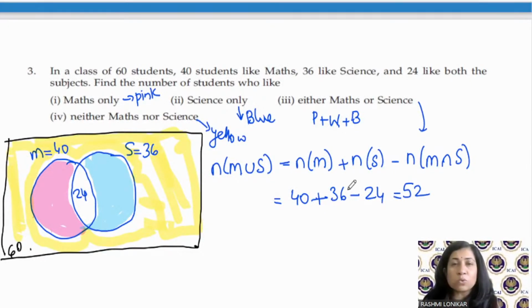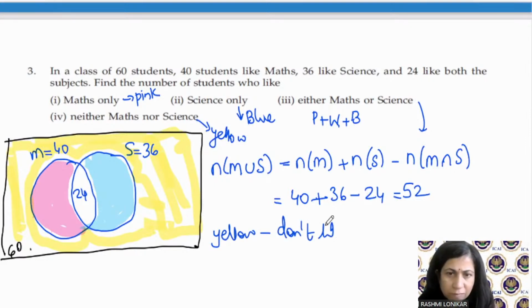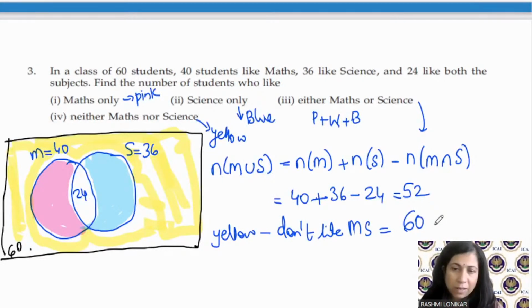So how many students are there who like either maths or science or both? There are 52 students. So yellow, I want to find out, that is those who don't like maths or science. Total number of students is 60 minus 52. So there are 8 students who like neither maths nor science.